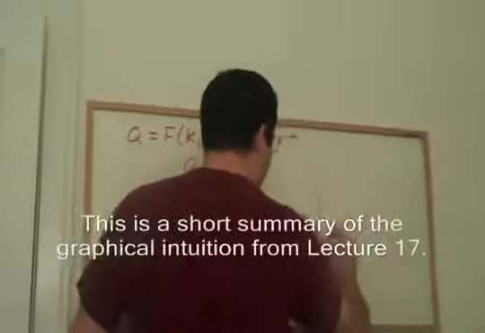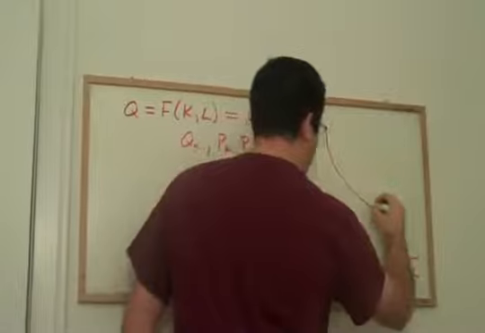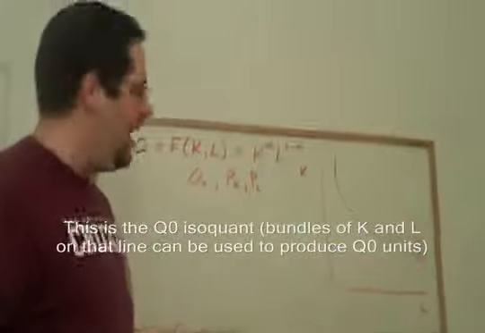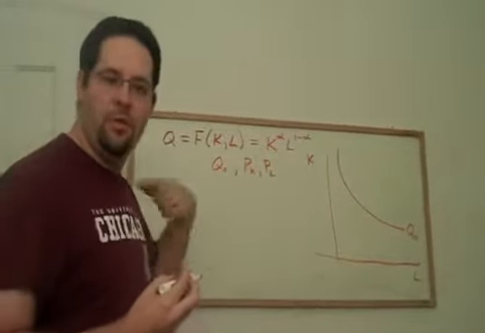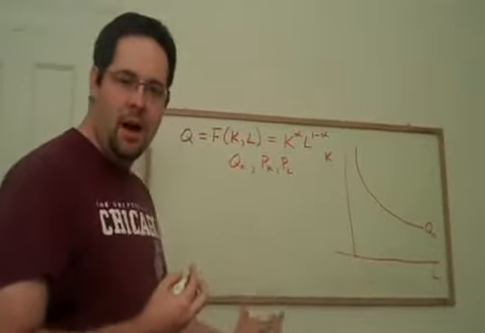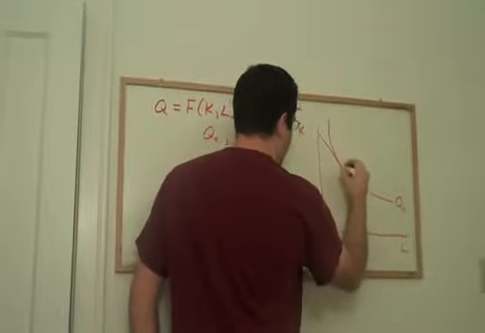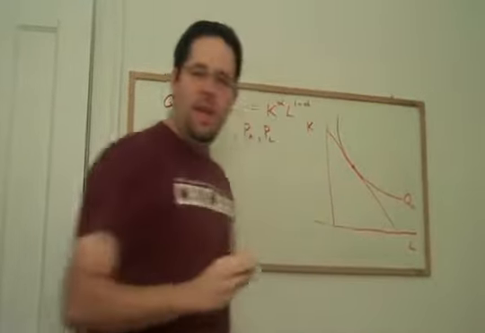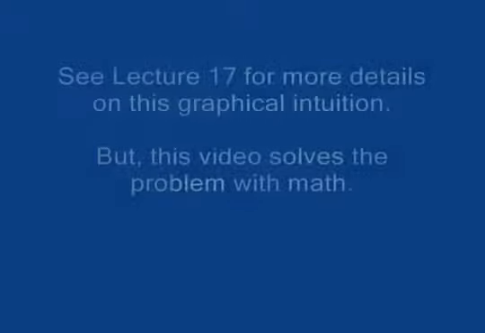Now, you may recall that what we're looking for is, given a target quantity, how do we achieve that quantity? How do we produce that quantity by picking capital and labor so as to minimize the cost of producing that quantity? And as I argued in the last video, that will look like the tangency between an isoquant and an isocost.